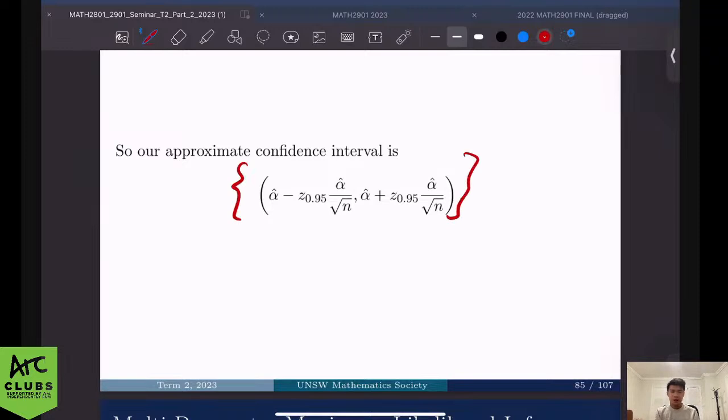And you can see that we've got the estimator of alpha instead of just alpha itself. Because remember, it's not very helpful to quote the standard error just in terms of alpha because we don't know what alpha is. So you just replace it with the estimator itself.